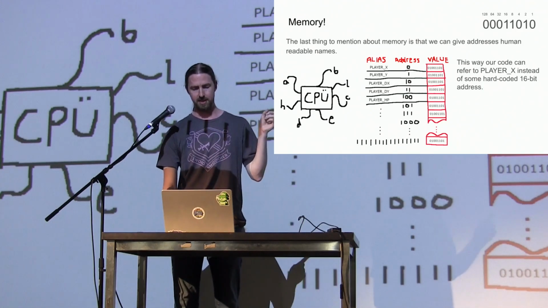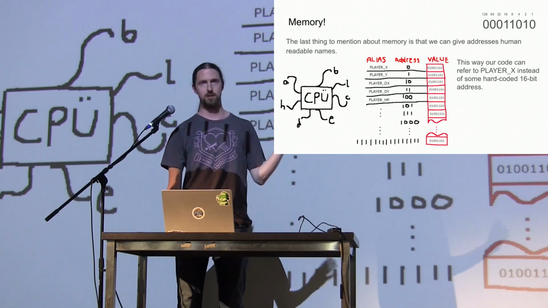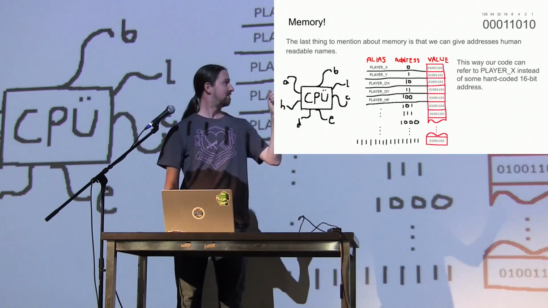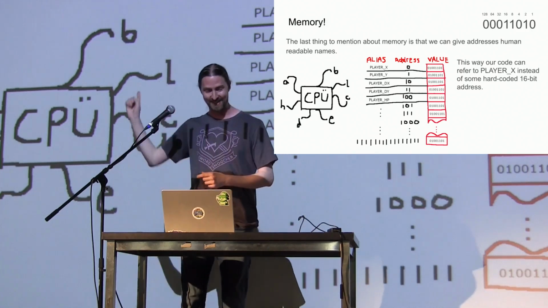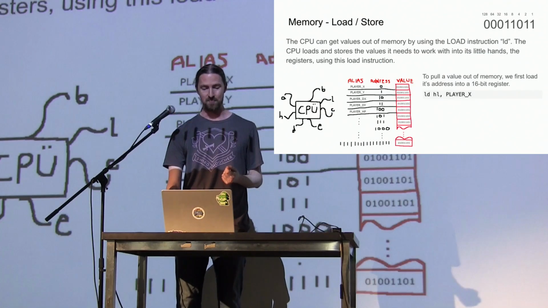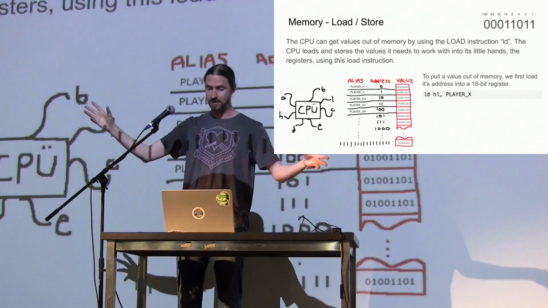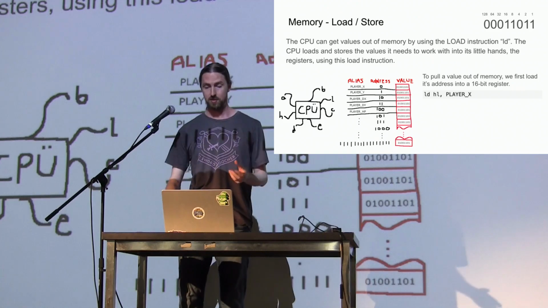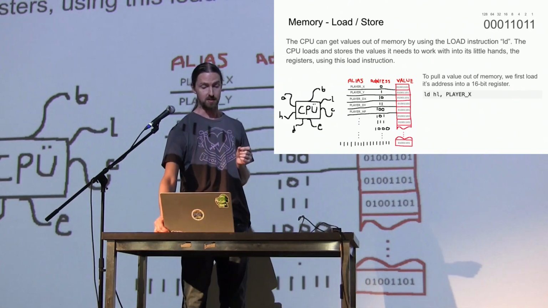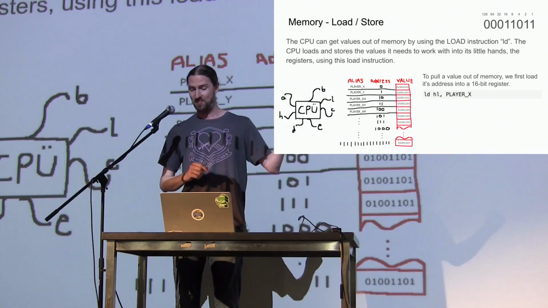The last thing to mention about memory is that we can give addresses human-readable names in our code. The CPU doesn't know about this stuff, but it's just for us so we can read the code. So here you can see player X refers to a memory address, and there's a value there. So the CPU can get values out of memory using its tentacles by using the load instruction. The CPU loads and stores the values that it needs to work with into its little hands, the registers, using the load instruction. So here's an example of the load instruction.